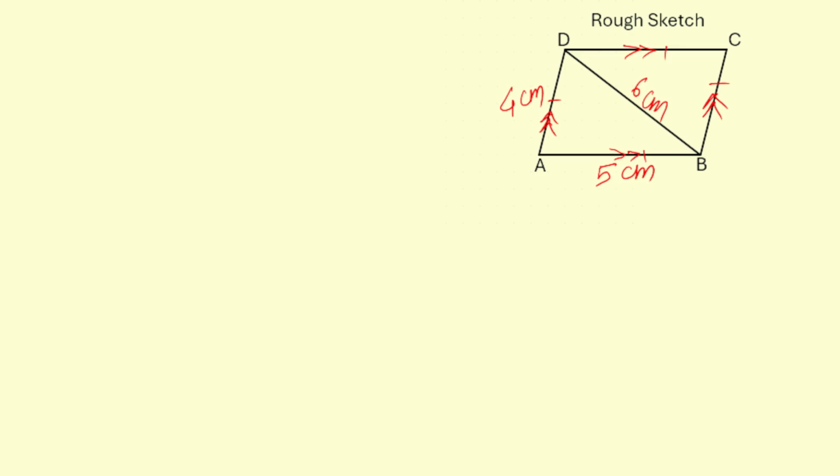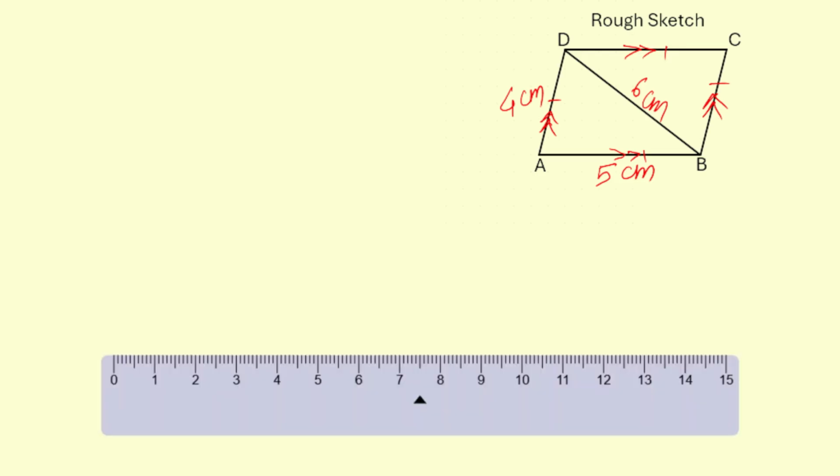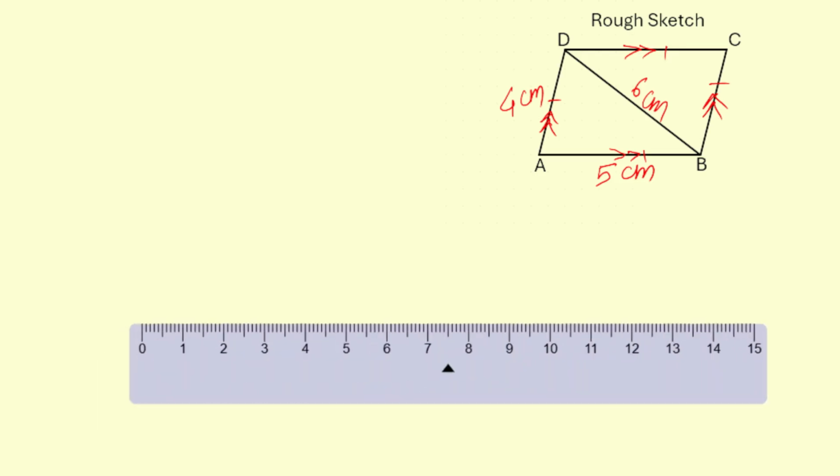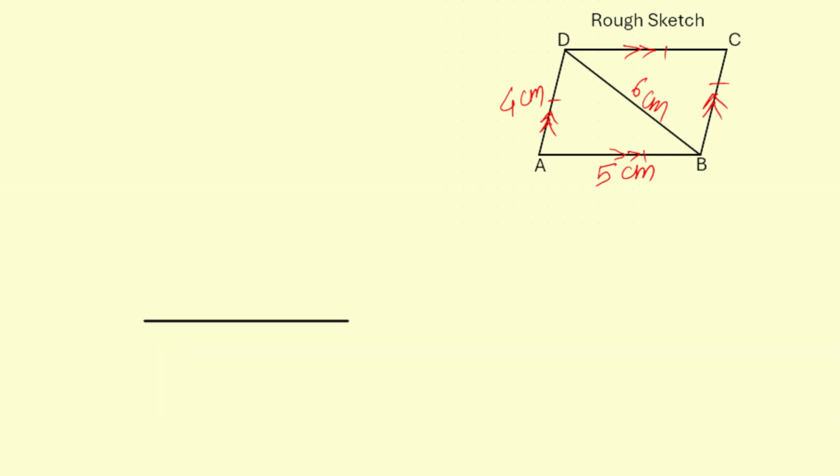Children, let's construct the parallelogram. Again, I'll be following my rough sketch. The line segment AB is 5 centimeters in length. So I'll make AB having length 5 centimeters using my ruler and pencil. This is line segment AB. We know the length of line segment AD is 4 centimeters and BD is 6 centimeters.